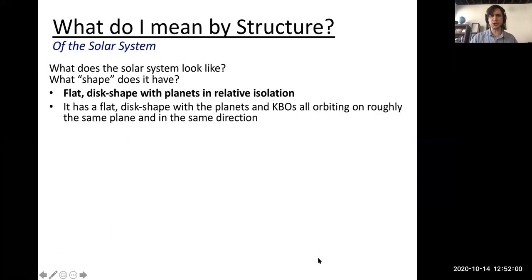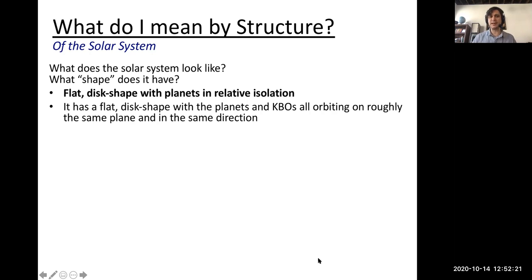So when I say structure of the solar system, what am I really meaning? I'm asking, what does the solar system look like if we could sort of fly out of the solar system and take a look at it as a whole? By that, I'm really talking about what kind of shape does it have? And then what kind of patterns might exist within the solar system? Let's start with the shape of the solar system.